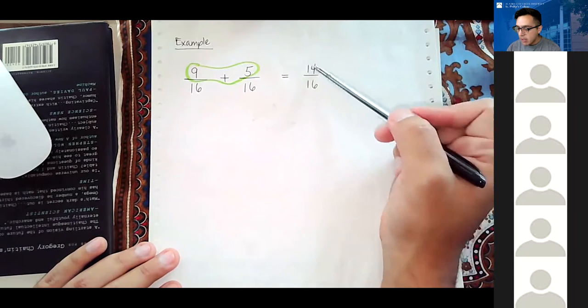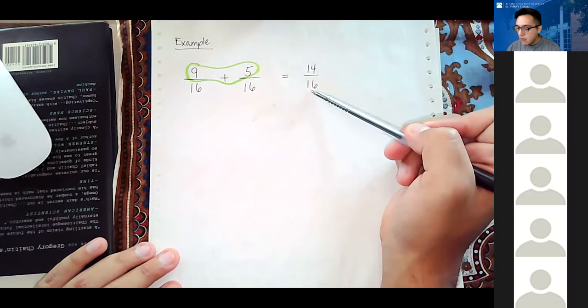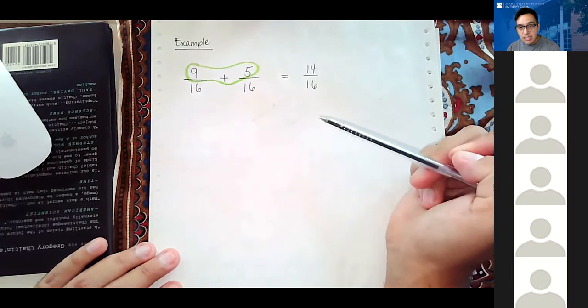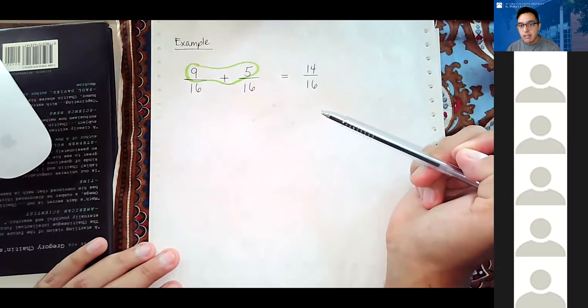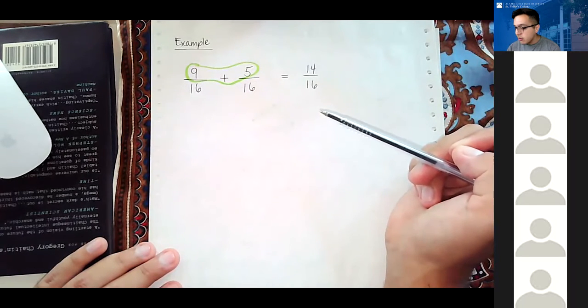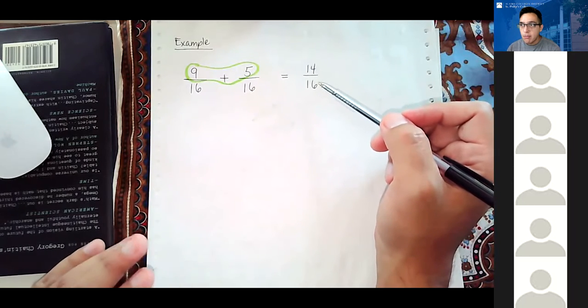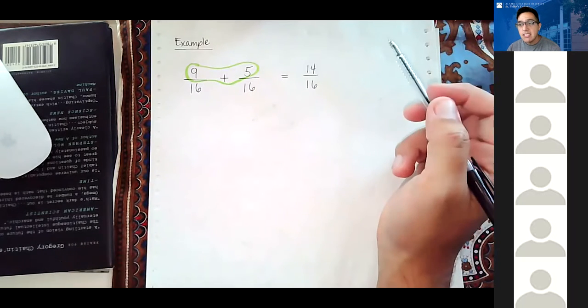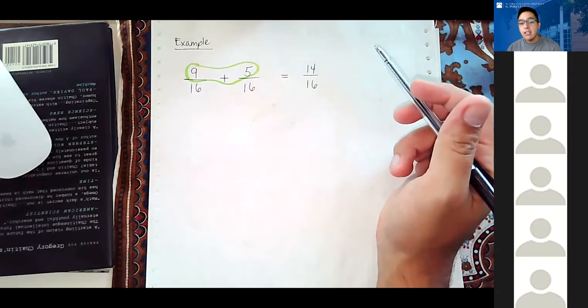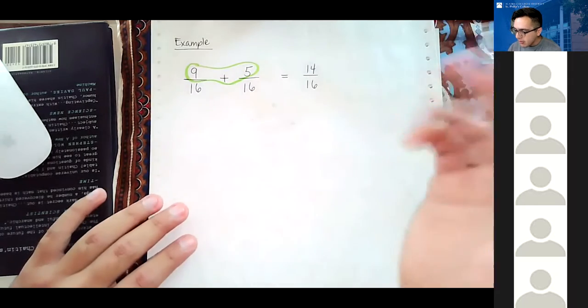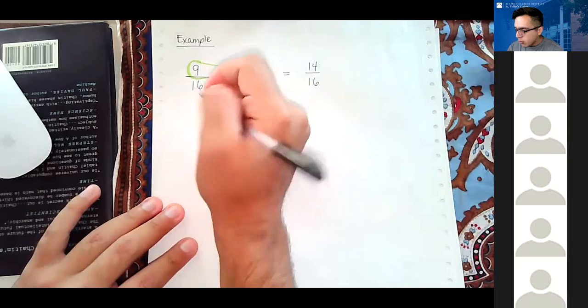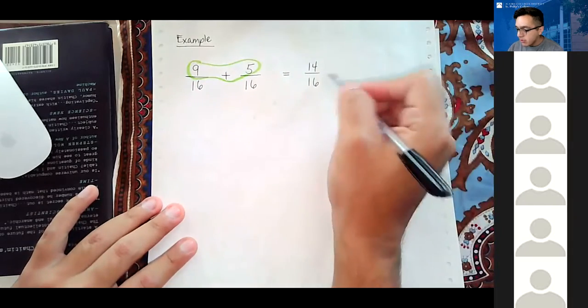Now, this fraction, if you take a look at it, some of you might realize that it's not fully simplified. For all of the problems that we work in this class, we're going to have to simplify or reduce the fraction once we get our result of that addition or subtraction. So we'll use our prime factorization to reduce this.